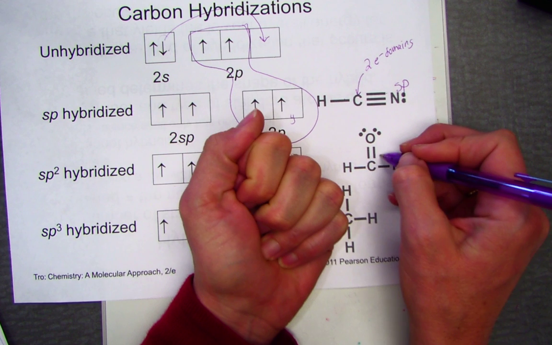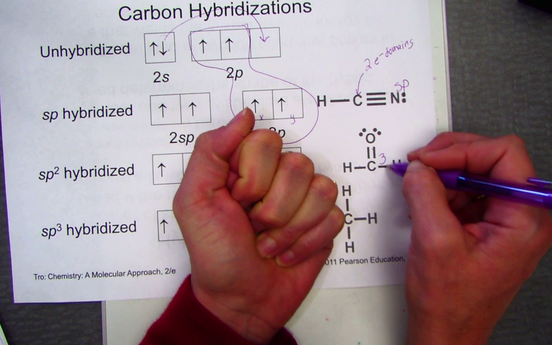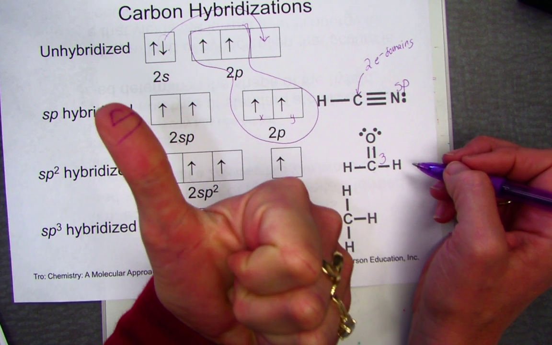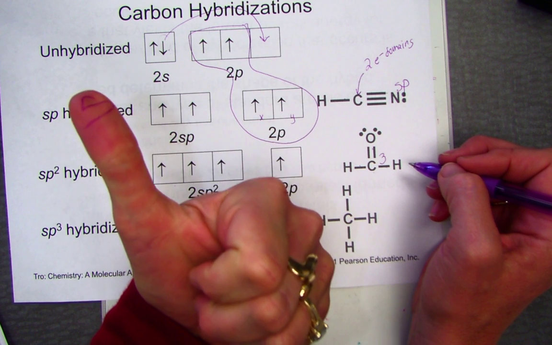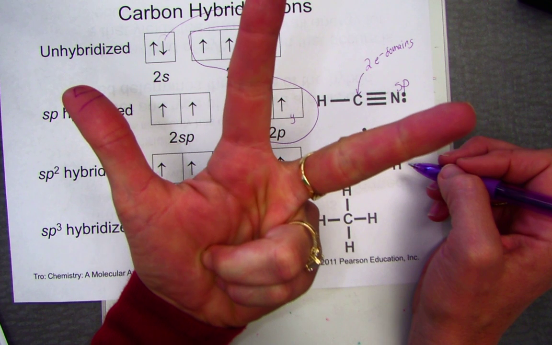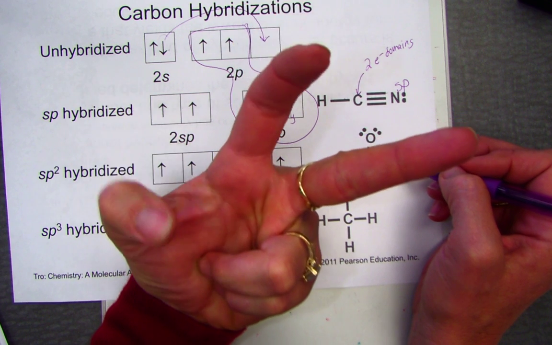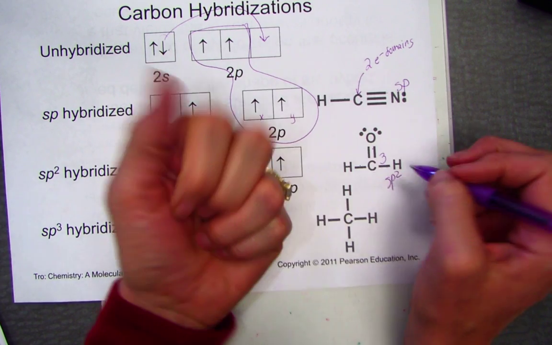Down here, 3 electron domains. Carbon in the center, 1, 2, 3 electron domains. Thumb first, sp2. s is my thumb, always, always. To get 3 electron domains, I've got to put 2 more fingers in the air. sp2 hybridization. Here's carbon.